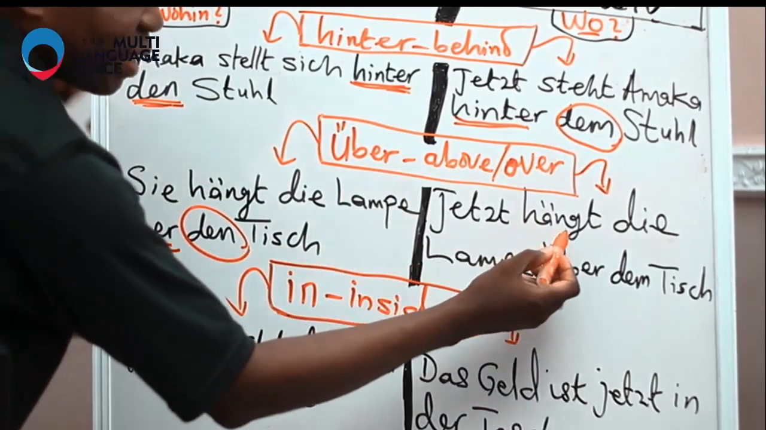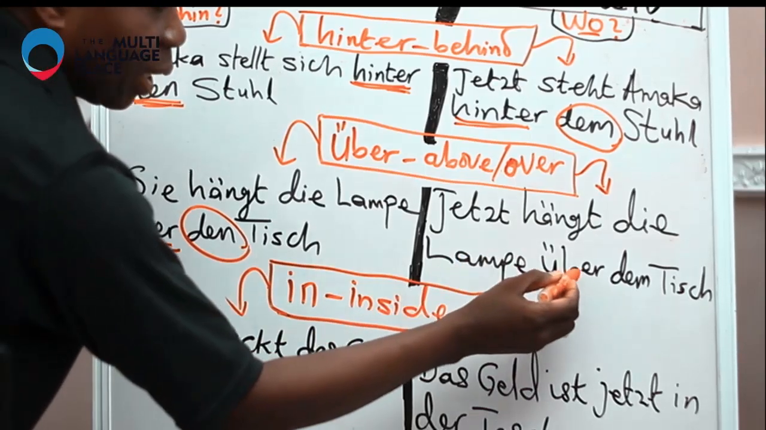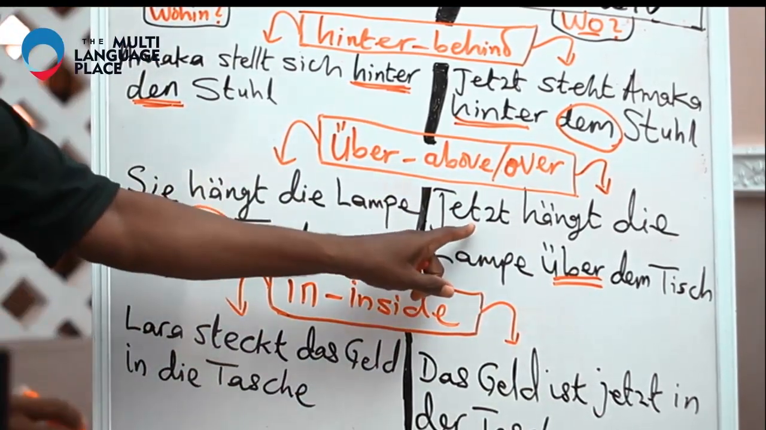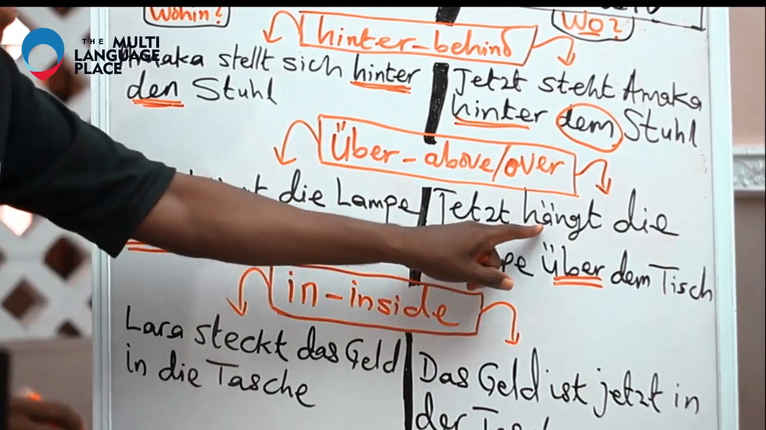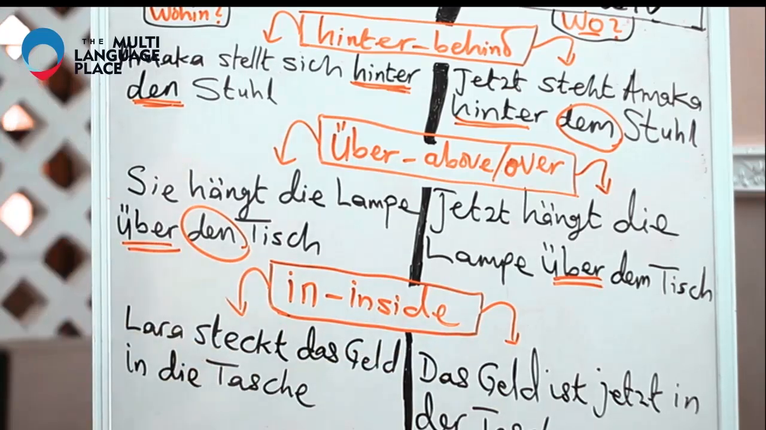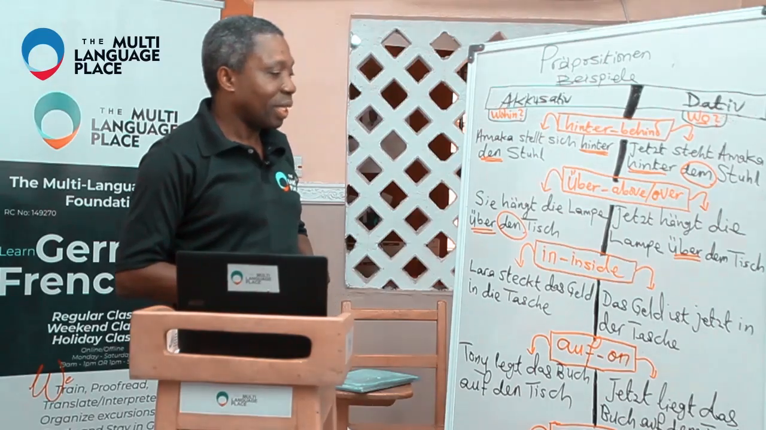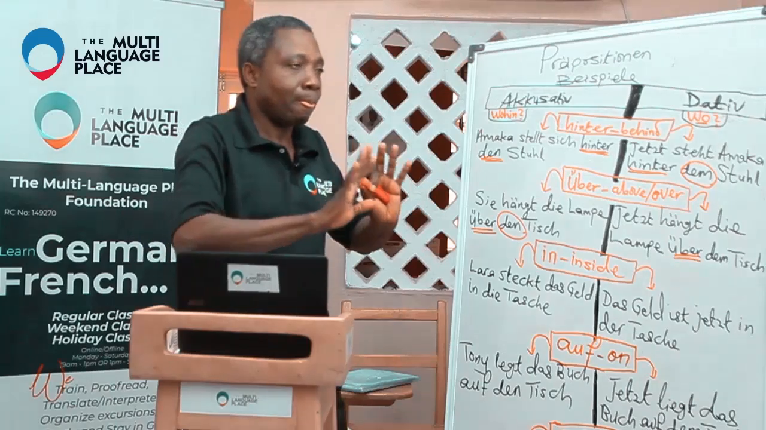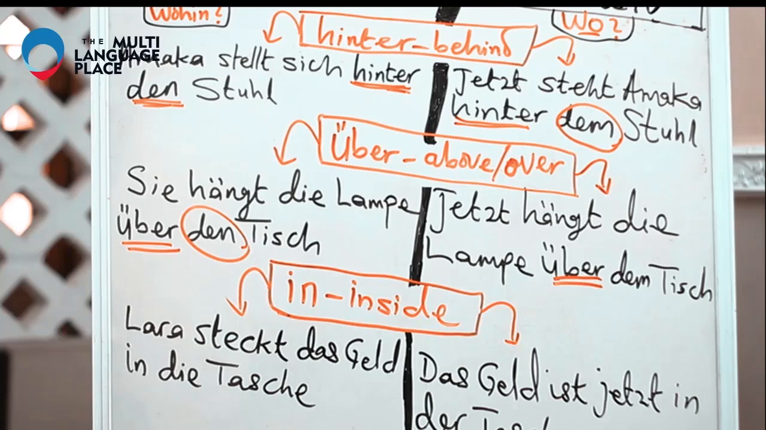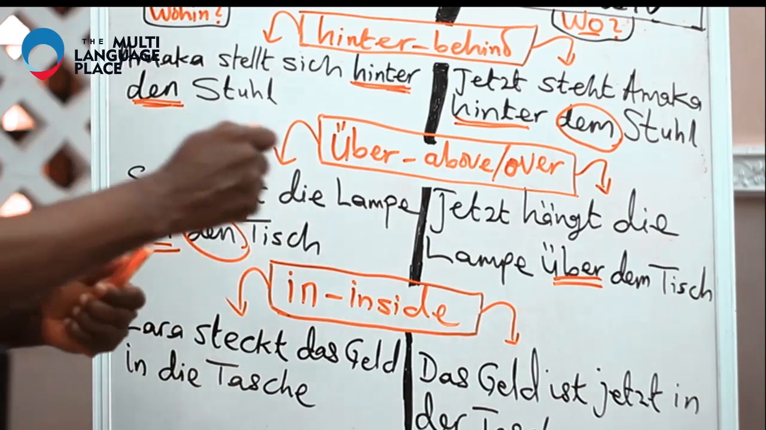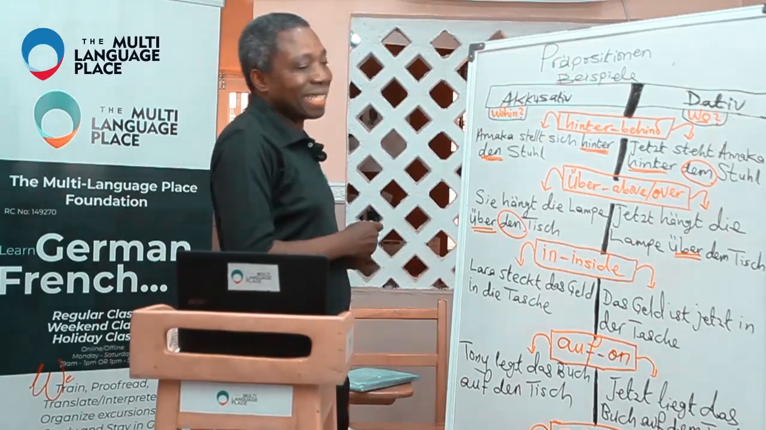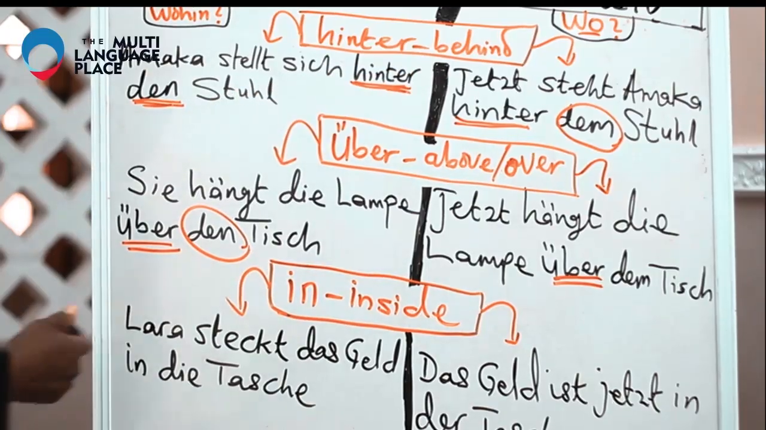Jetzt hängt die Lampe über dem Tisch. In the case of the lamp here, now the lamp is hanging over the table. So you see, it's staying there already. It's positioning itself there already. There is nobody performing the action of putting it there. It's there now. So because of that positioning, über takes dative. Then we go to the next one.